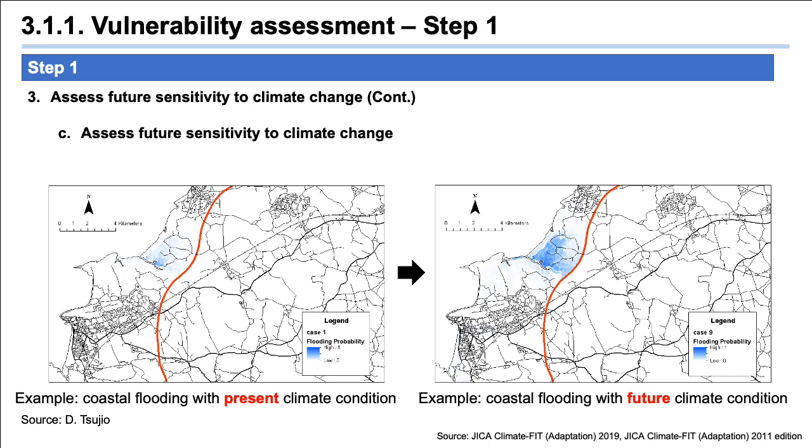Here is an example of the inundation area. The left figure shows the coastal flooding with present climate condition, and the right figure shows the coastal flooding with future climate condition. As you can see, the inundation area will increase with future climate conditions.